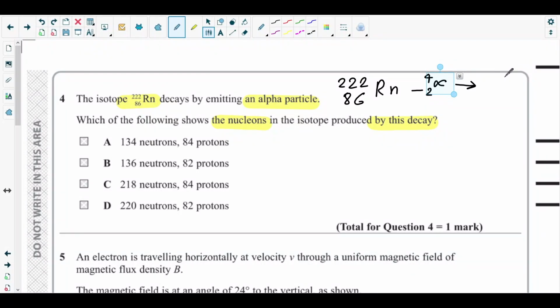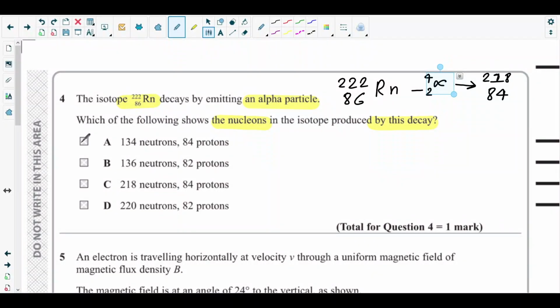So the resultant element will have mass number 218 and proton number 84. The options are asking about neutron number and proton number. We got the mass number, so the mass number is 218. From 218, if you subtract 84, the proton number, you will get the number of neutrons. So the number of neutrons is 134.